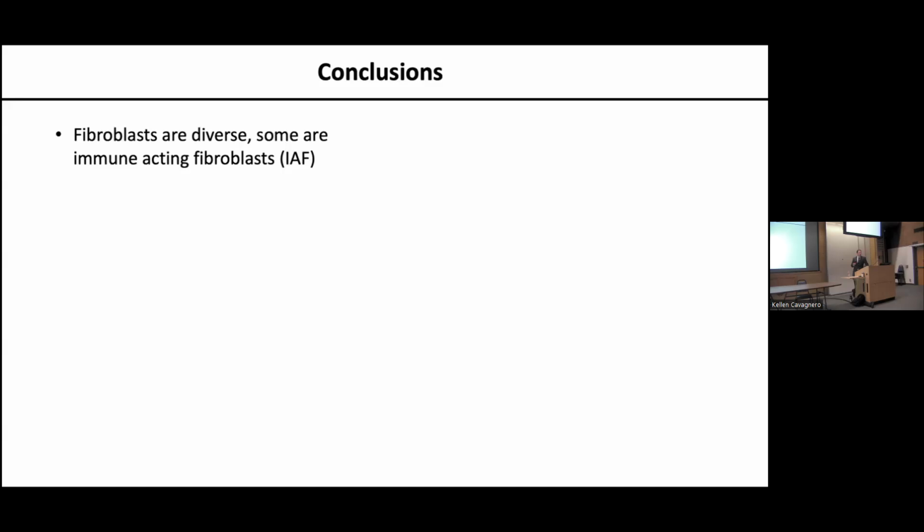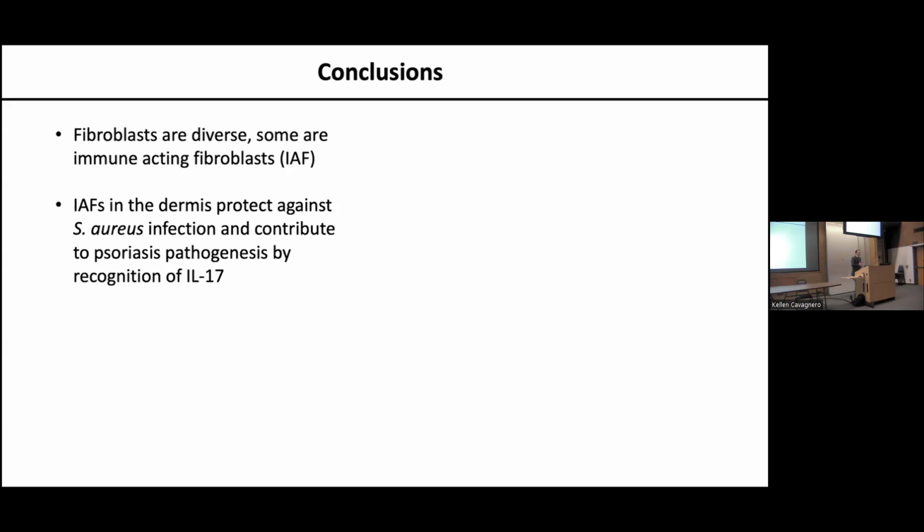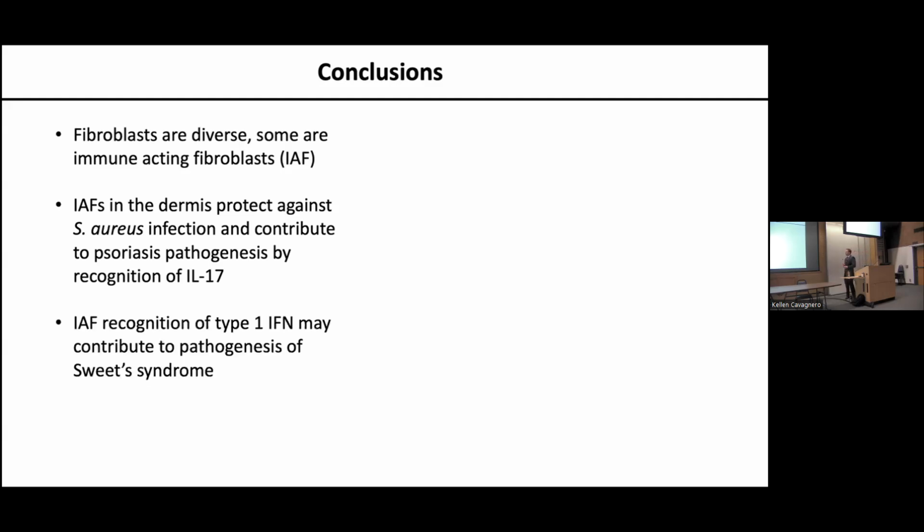In conclusion, I hope I have taught you today that fibroblasts are not merely structural cells. These cells are incredibly diverse, and some of them are immune-acting fibroblasts, or IAFs. In the first part of the talk, we learned that immune-acting fibroblasts in the skin protect us against Staph aureus infections, but also contribute to psoriasis pathogenesis. Very important to this is their recognition of the cytokine IL-17. In the second portion of the talk, I shared purely human data showing that immune-acting fibroblast recognition of type 1 interferon may contribute to the pathogenesis of Sweet syndrome.